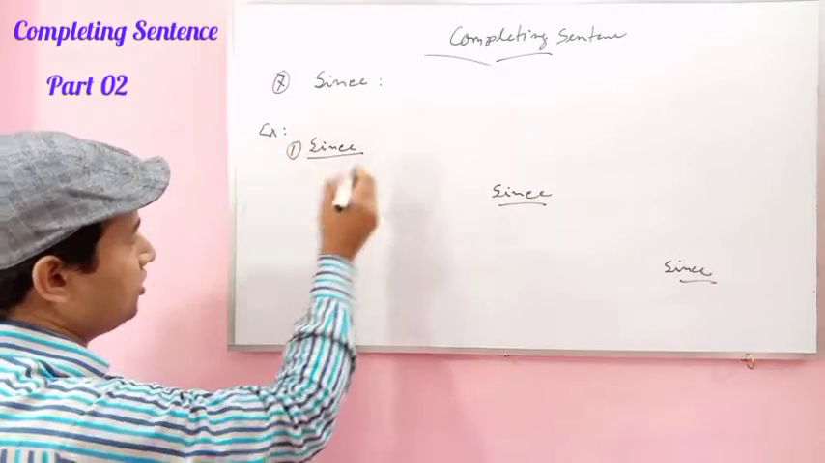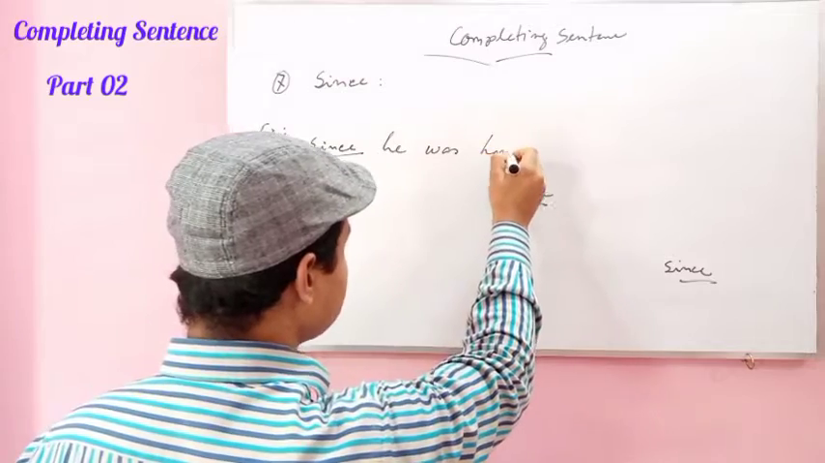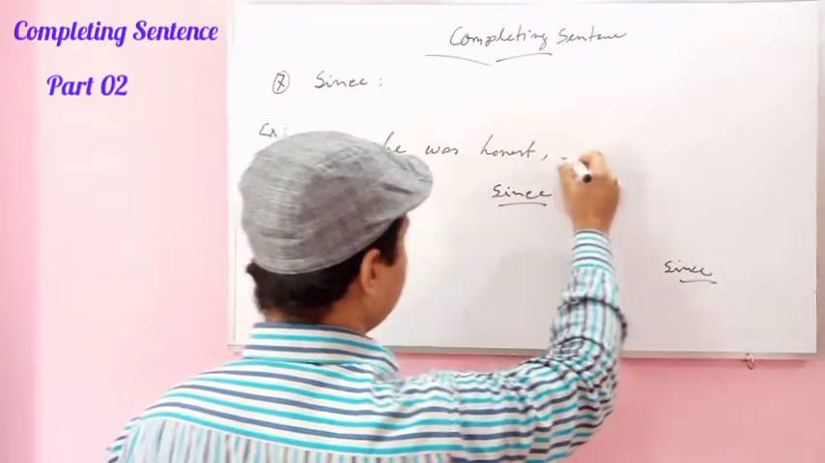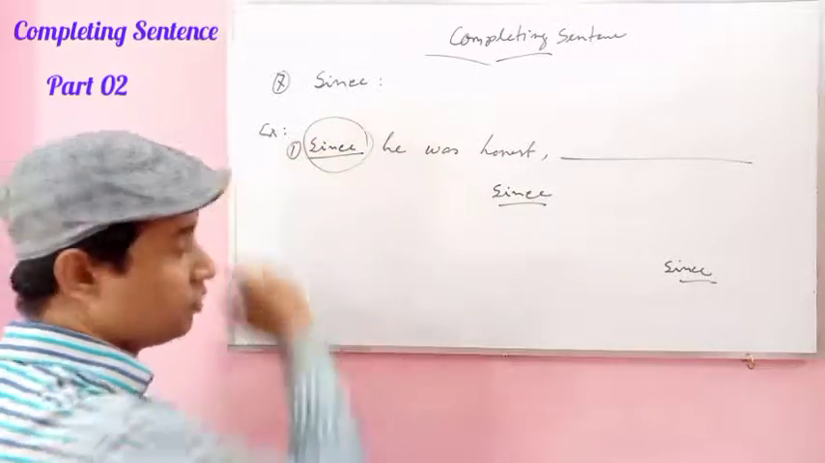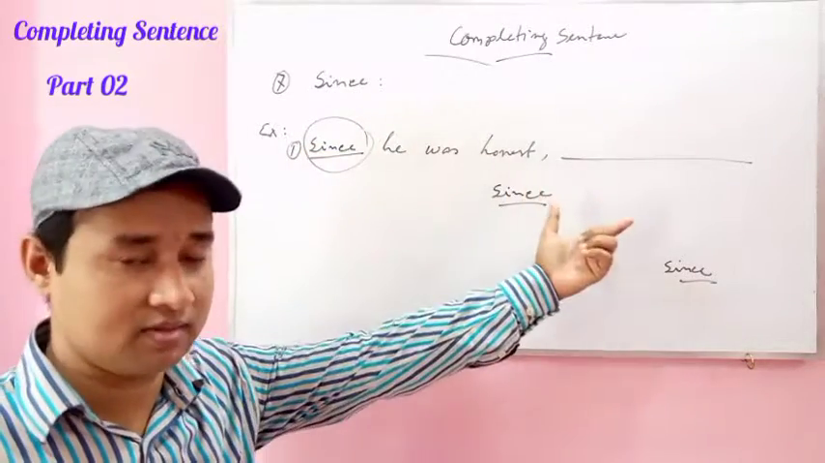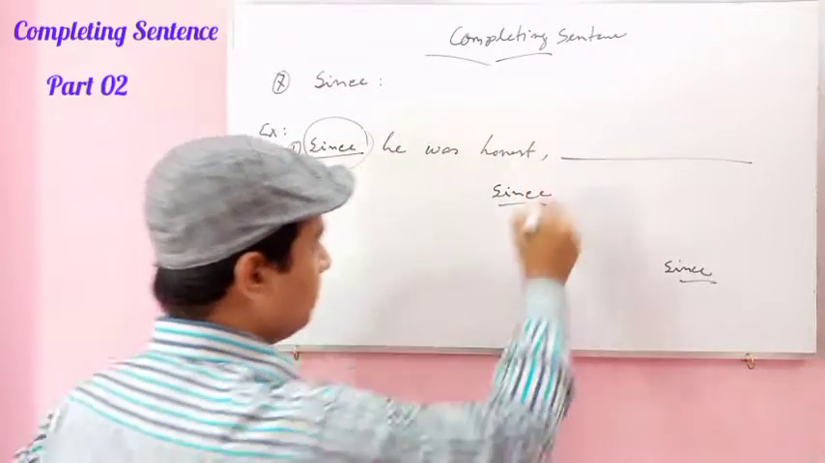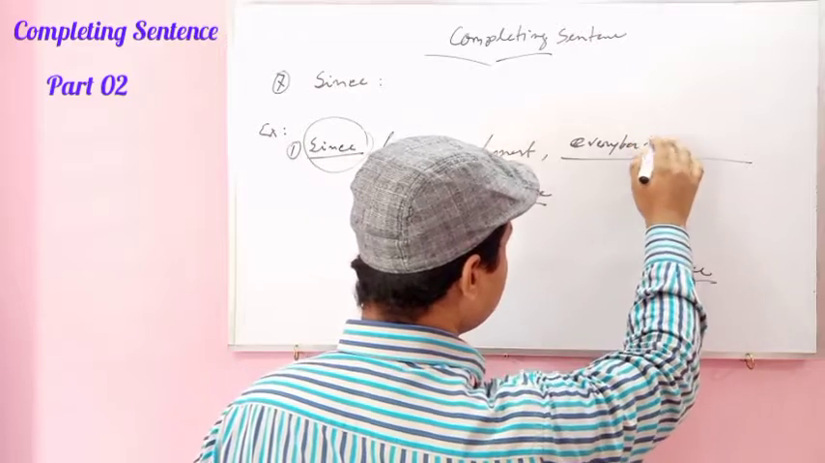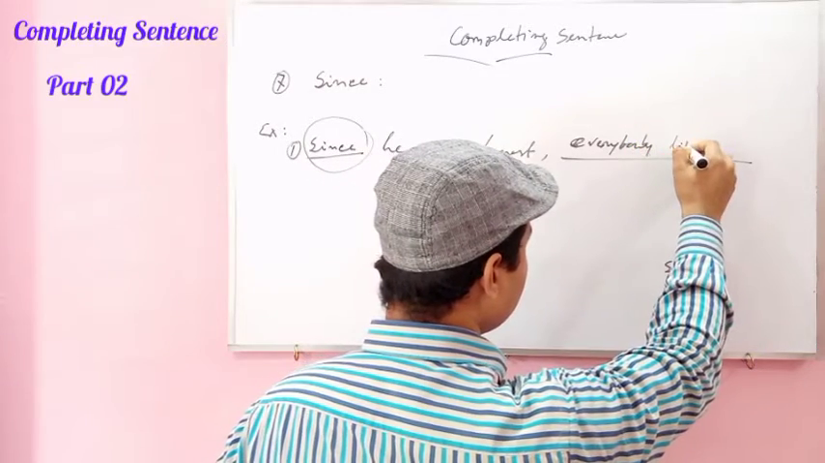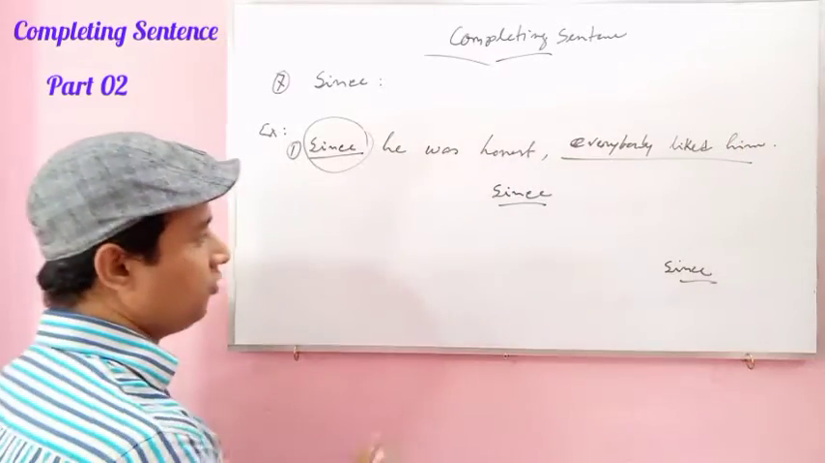At first example, since he was honest, everybody liked him. When you find since in the first position, you will give the same tense. You will give the same tense. Since he was honest, everybody liked him.